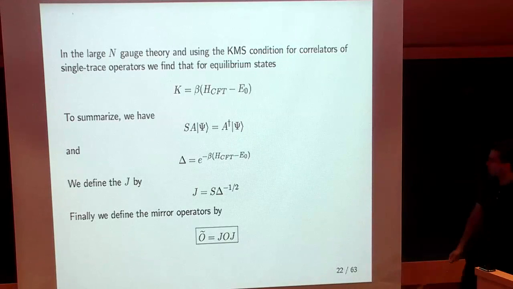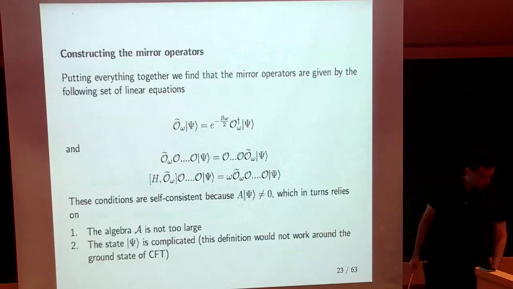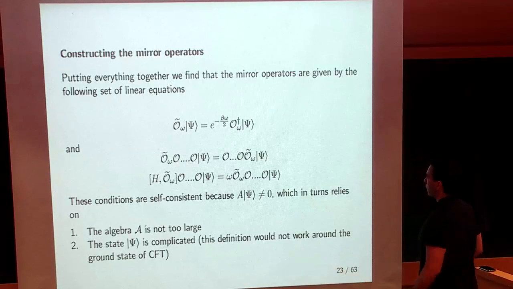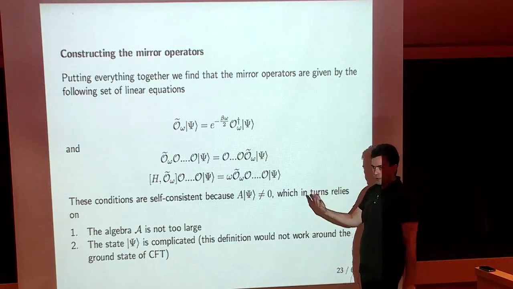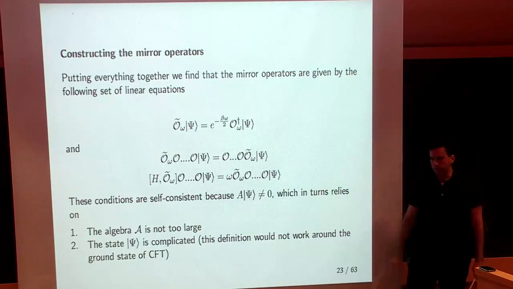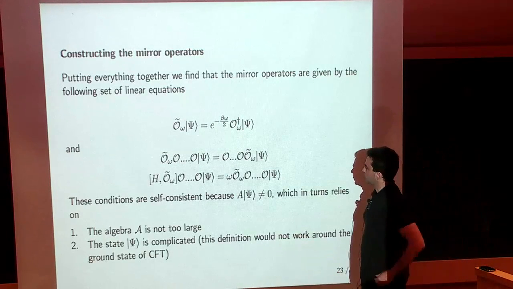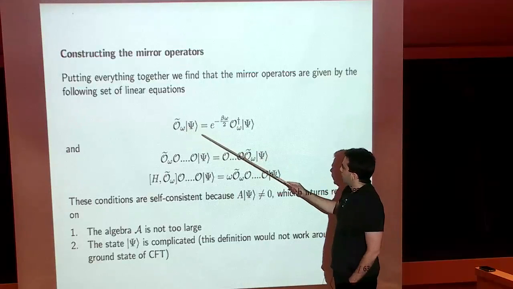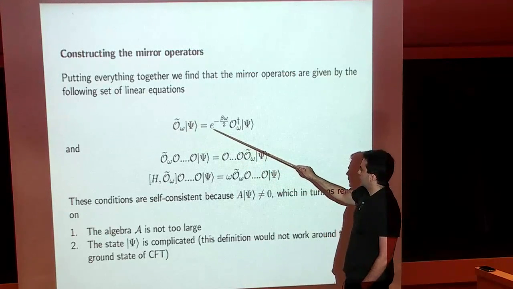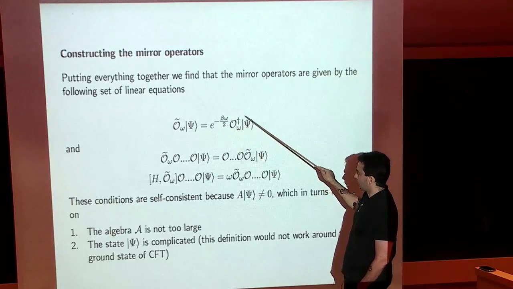So then you can plug everything in, and you get this formula for the operators for the interior of the black hole. So you get a set of linear equations that the operators O tilde have to obey when acting on this subspace. So O tilde, when it acts directly on the typical black hole microstate, it acts as if it were e to the minus beta omega over 2 times O dagger.